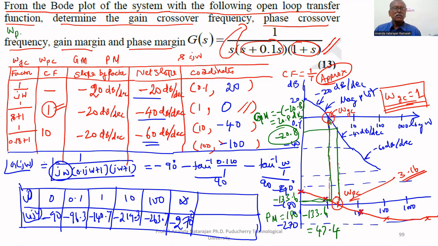Therefore, the phase crossover frequency is 3.16 radians per second. At that point, the gain is minus 20.8. Therefore, the gain margin is 20.8. The gain crossover frequency is 1. At that point, the angle is minus 133. The phase margin is 180 minus that, which is 47.4. That's all. Now let us see this by simulation.